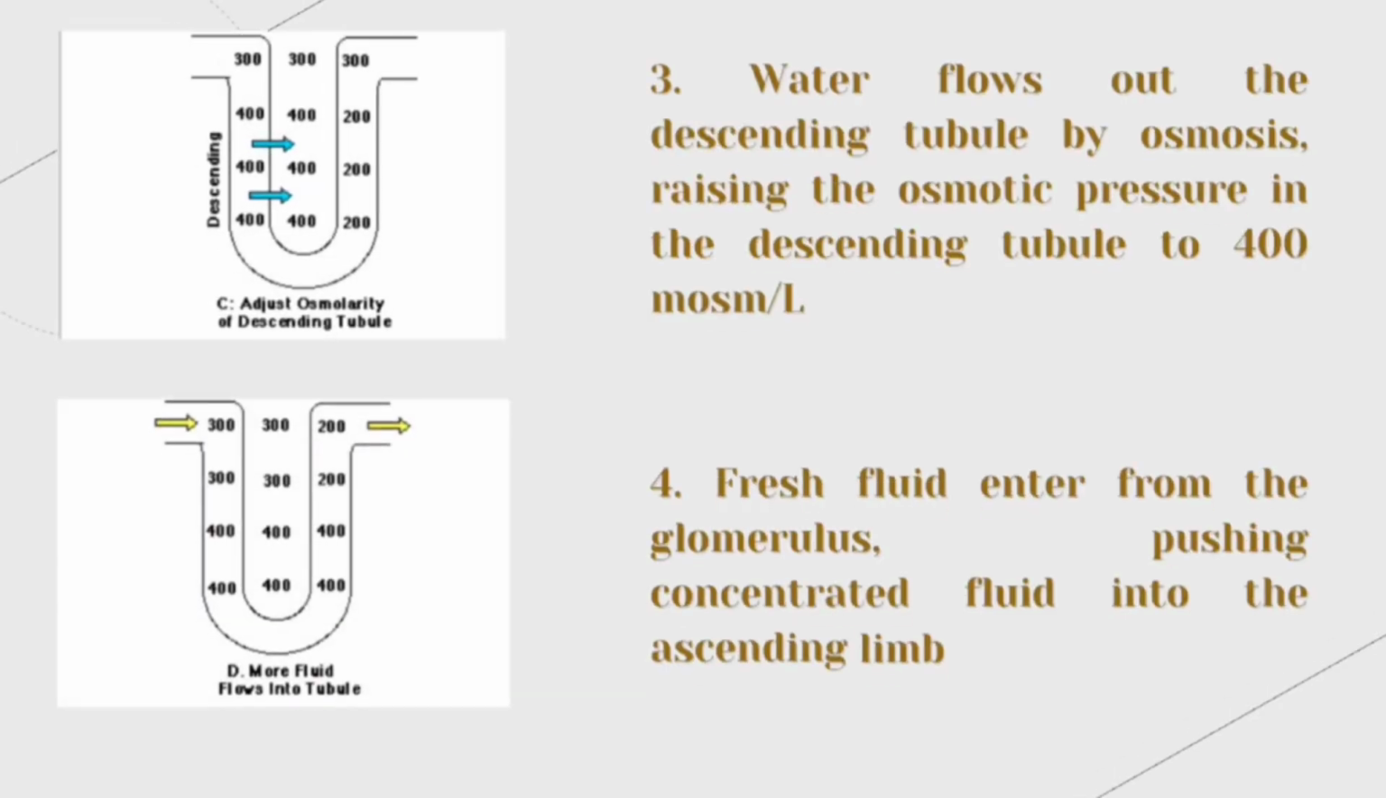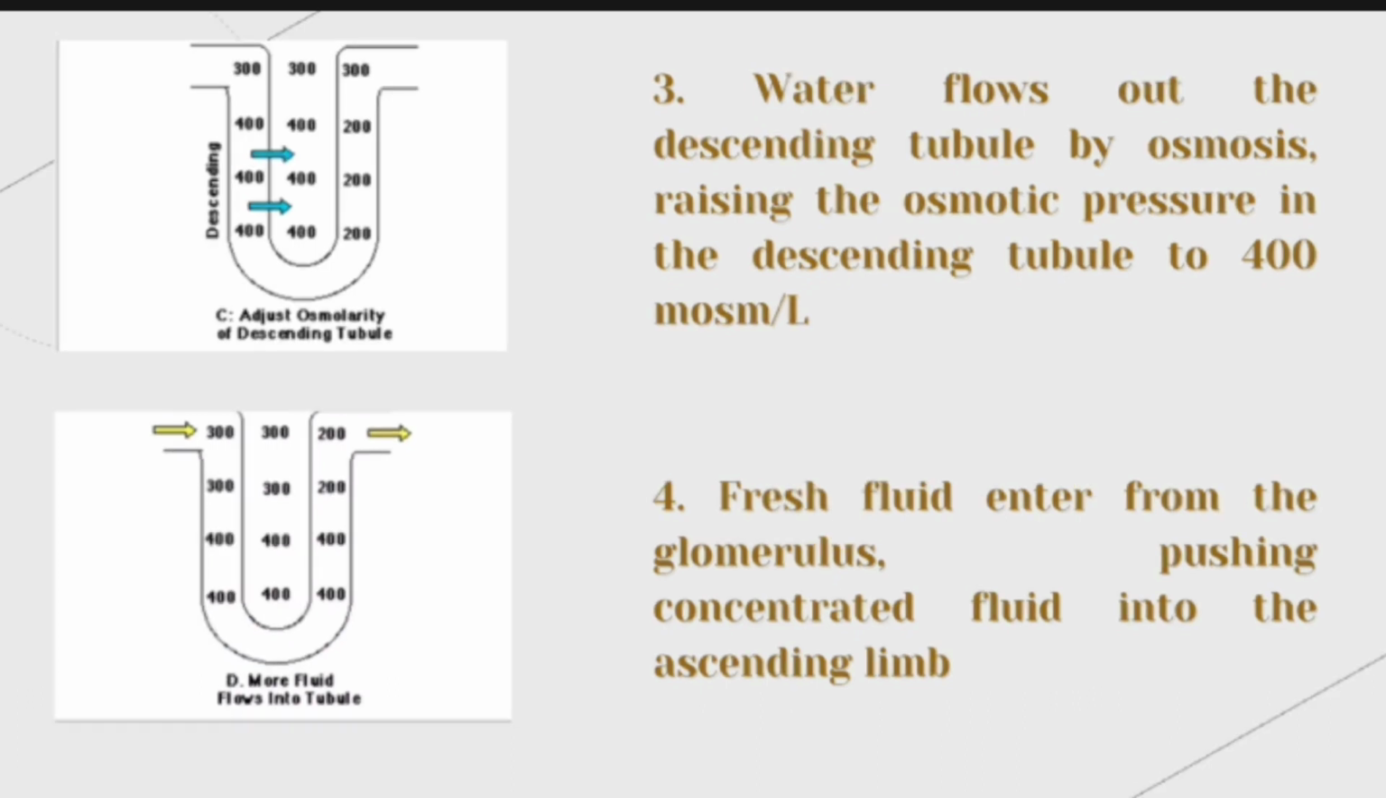In figure C, we have adjusting osmolarity of the descending tubule. Water flows out of the descending tubule by osmosis, raising the osmotic pressure in the descending tubule to 400 milliosmoles per liter. And figure D, more fluid flows into the tubule. Fresh fluid enters from the glomerulus, pushing concentrated fluid of 400 milliosmoles per liter into the ascending limb.